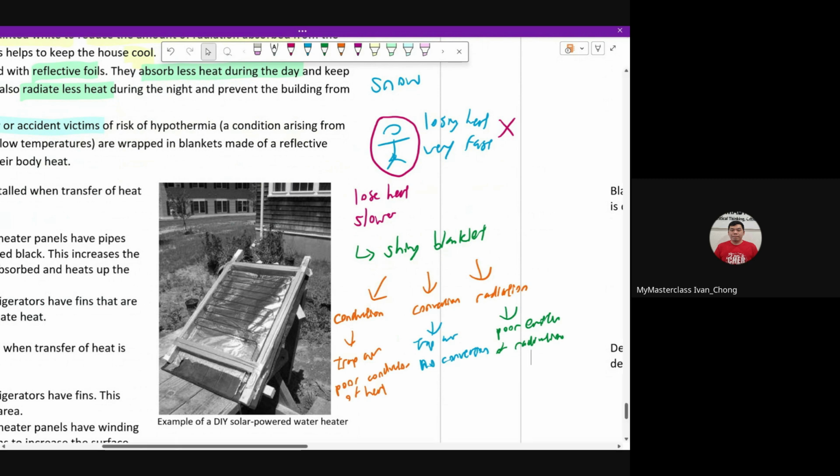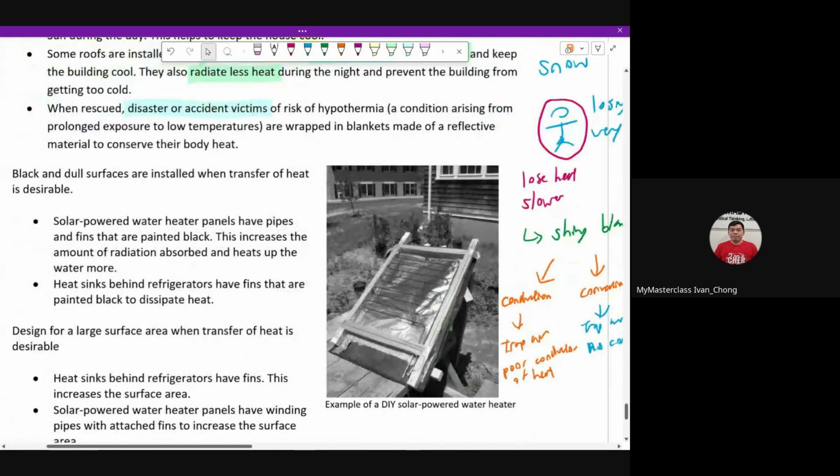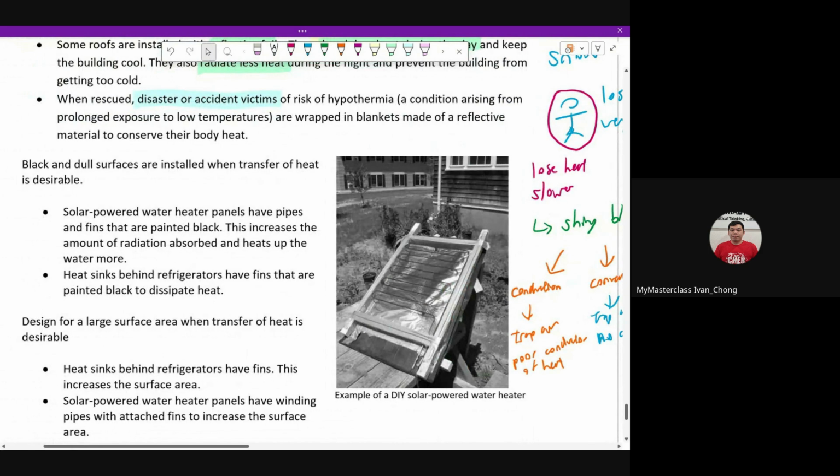Then if you talk about convection, because you trap the layer of air, air cannot move. So because air cannot move, there is no convection that takes place. And for your radiation itself, because the outer layer is shiny, it's a poor emitter of radiation. So this person is emitting heat slower, so he's losing heat slower, so he will survive. He'll warm up and he won't cool down and he won't die.